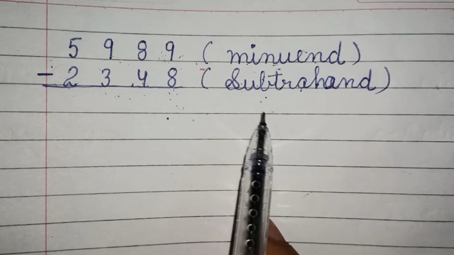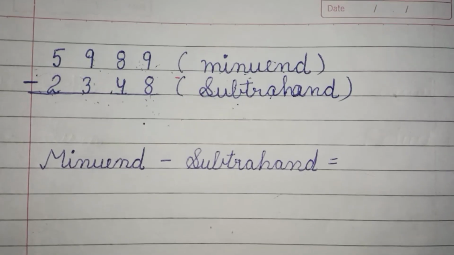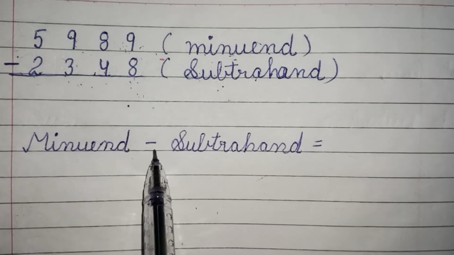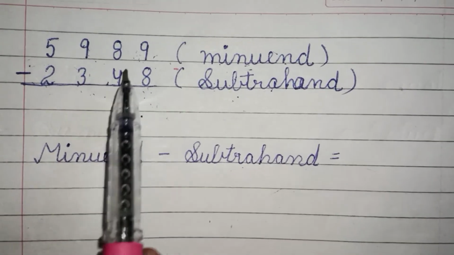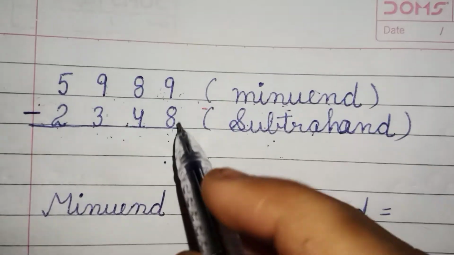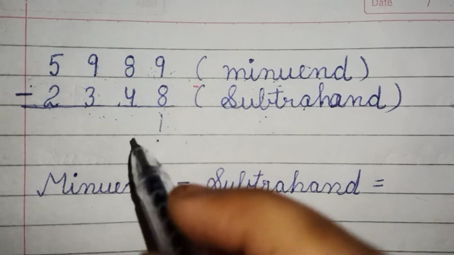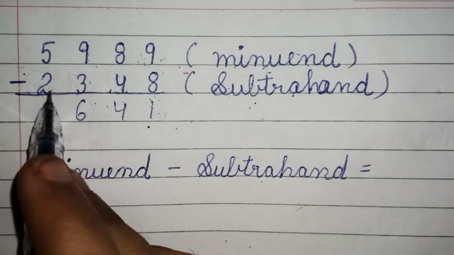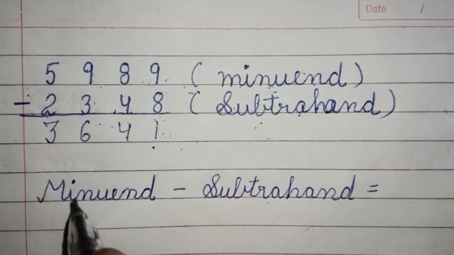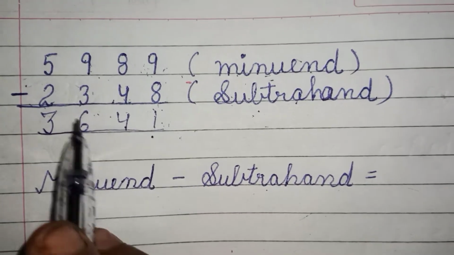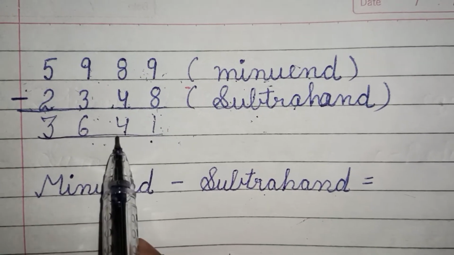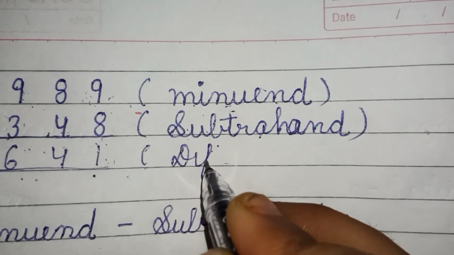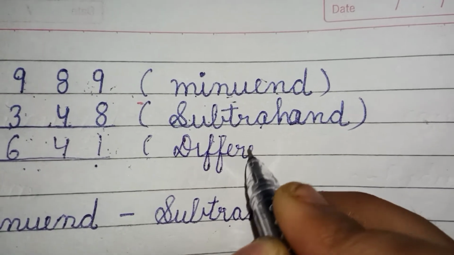So this is minuend and this is subtrahend. Now we are writing this question like this. You can see, student, written here: minuend minus subtrahend. Okay. Now subtract it. 9 minus 8 is 1. 8 minus 4 is 4. 9 minus 3 is 6. 5 minus 2 is 3. Children, so this is the difference. The answer is difference.